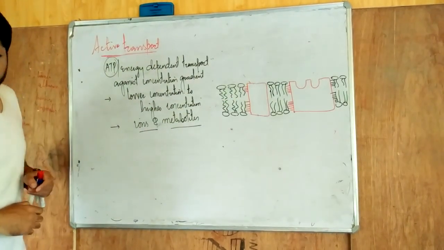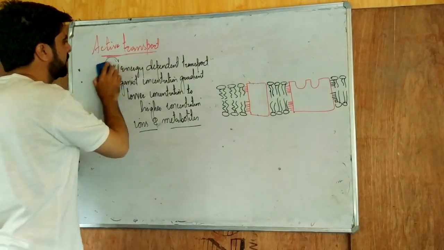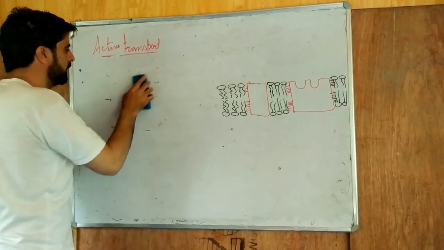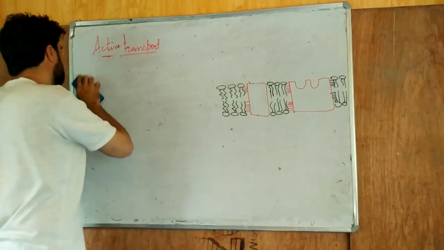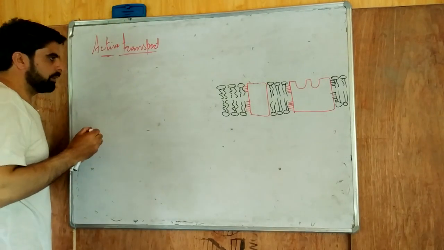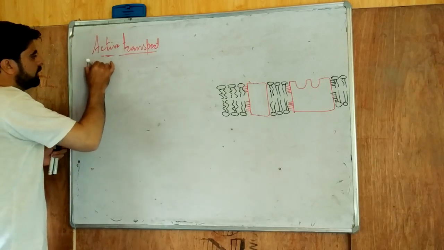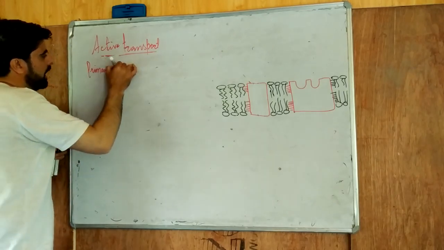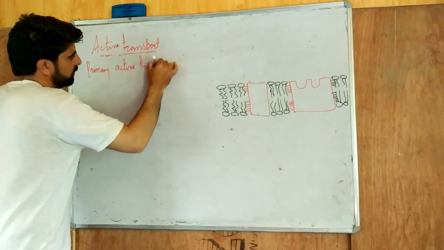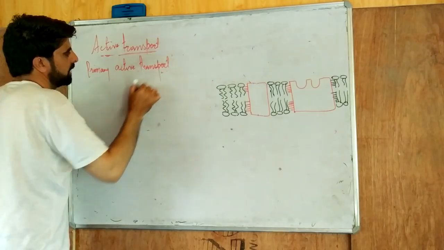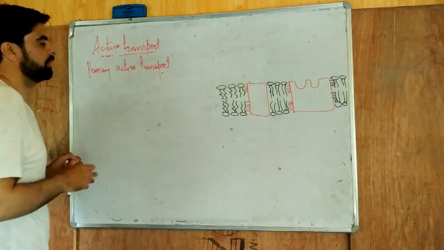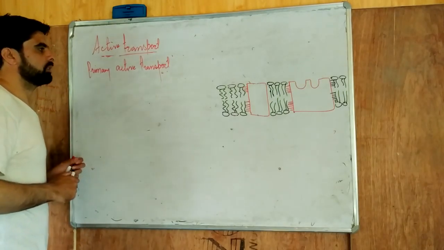Now this active transport is of two types. First one we have is a primary active transport, and second one we have is a secondary active transport. Let's see the first one, primary active transport. Some things which are not allowed by the plasma membrane, especially by the lipid bilayer, are mostly transported by the transporters.